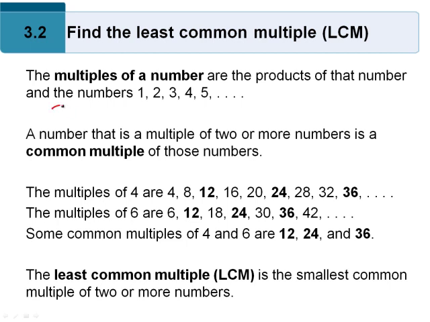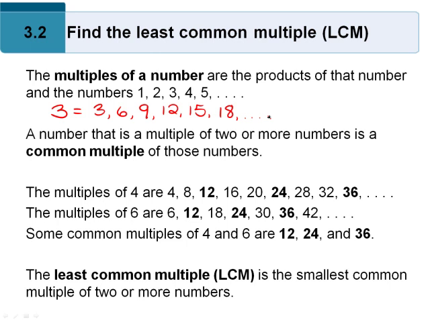Okay, so if we start with 3, you multiply 3 times 1. Well, that's 3. 3 times 2, 6. 3 times 3 is 9, 3 times 4 is 12, 3 times 5 is 15, 3 times 6 is 18, and it goes on forever from there on out. So somebody said, how many multiples are there of 3? There's an infinite number because it just keeps going.